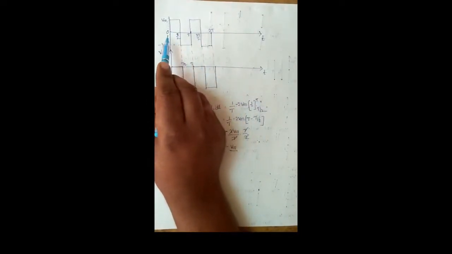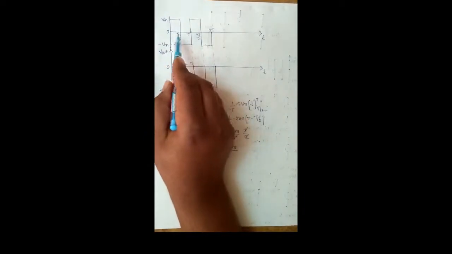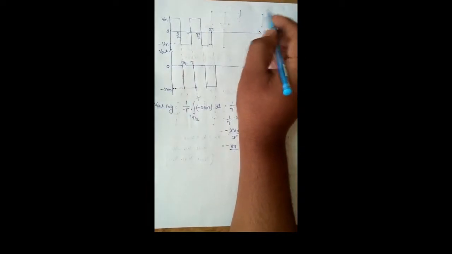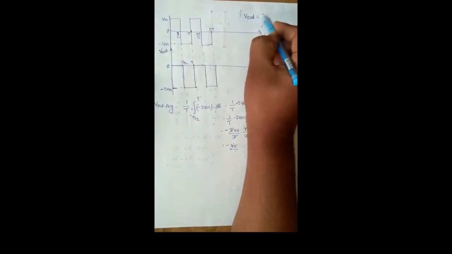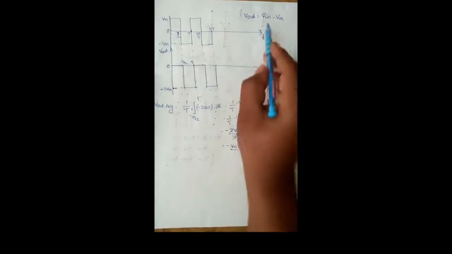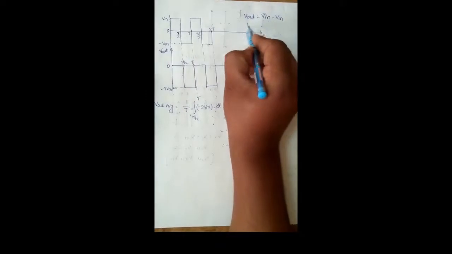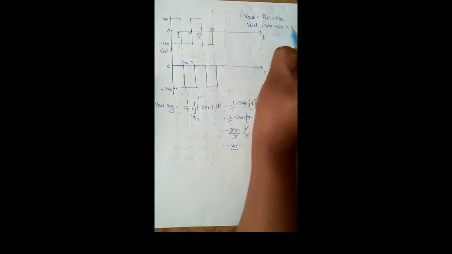This square waveform during the 0 to T by 2 instant has the positive voltage Vm, and during T by 2 to T seconds it has the negative voltage minus Vm. We know that the voltage across the output side, Vout, equals Vin minus Vm. As per our convenience we substitute Vin equal to Vm. At that time we get Vout equal to Vm minus Vm equal to 0 volts.